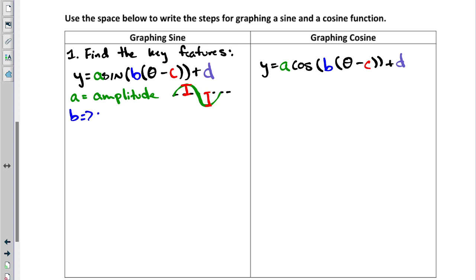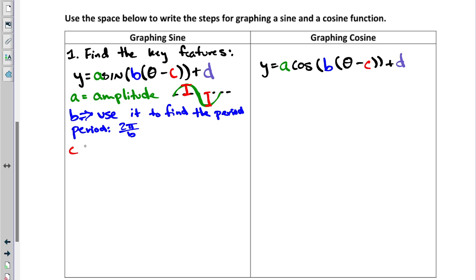Okay. b tells us about the period, because we use it to find the period. The period is how long it takes for you to do one full cycle. Sine looks like this with one full cycle. You start and end at the same place, and then you go up, and then you loop down and come back up. The period is always 2 pi over b.